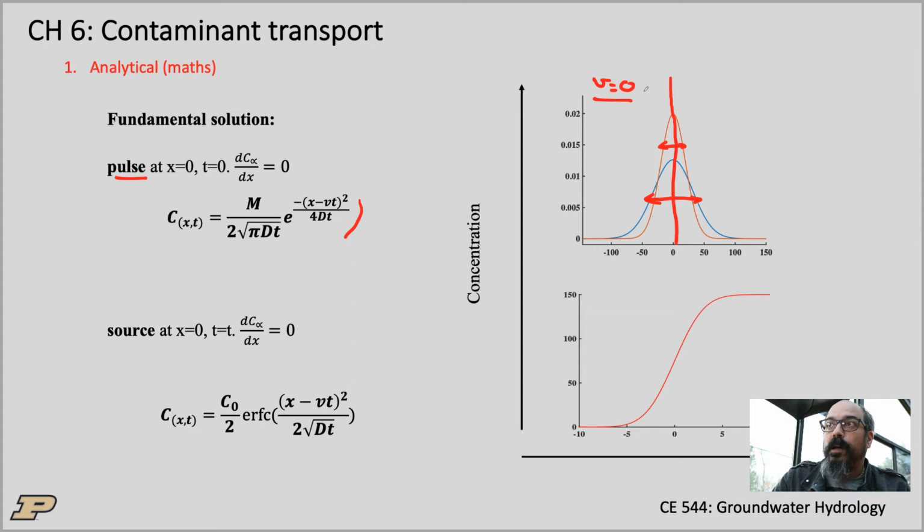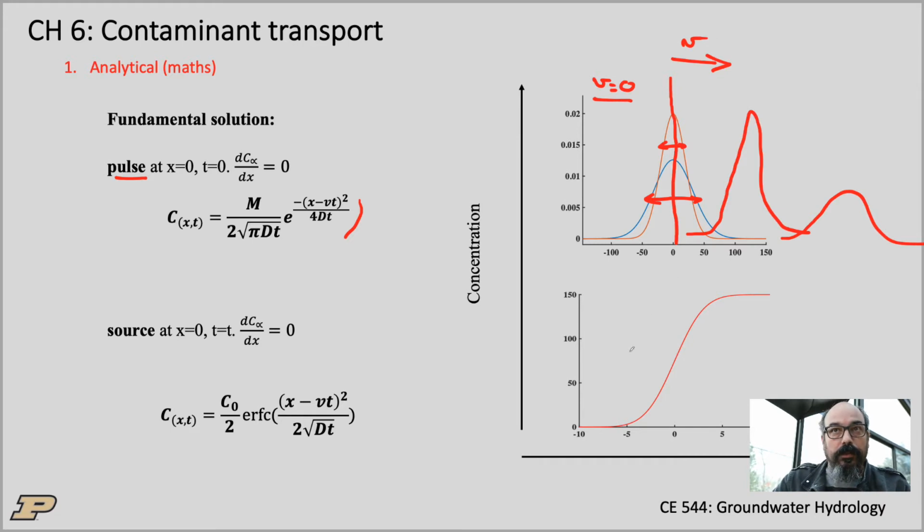If we had some velocity in the flow field, if it was going this way, then of course you would have your red line here some place later, and then of course your blue line would be even later, right? So that's just the effect of v.